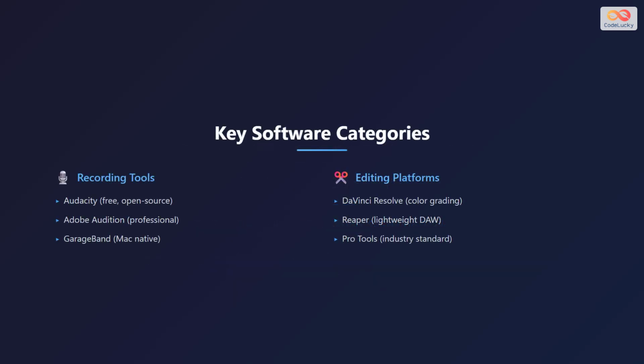Audio editing software generally falls into two main categories: recording tools and editing platforms. Recording tools like Audacity, Adobe Audition, and GarageBand allow you to capture audio from microphones and other sources. Editing platforms such as DaVinci Resolve, Reaper, and Pro Tools give you advanced capabilities to refine, mix, and polish your recordings. Understanding these categories will help you determine which type of software suits your workflow best.